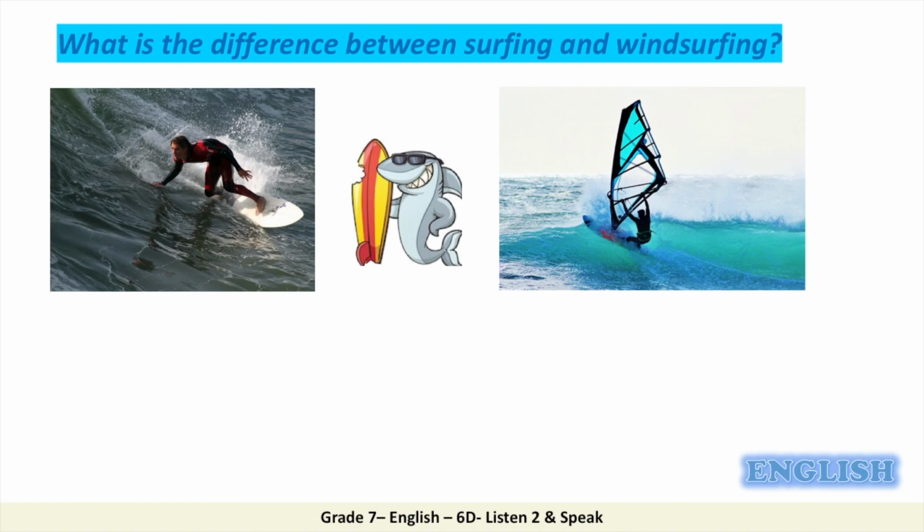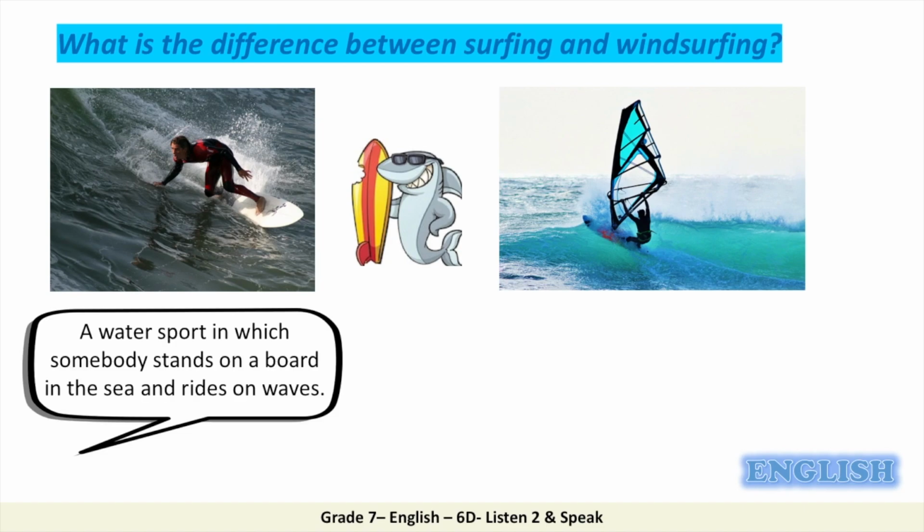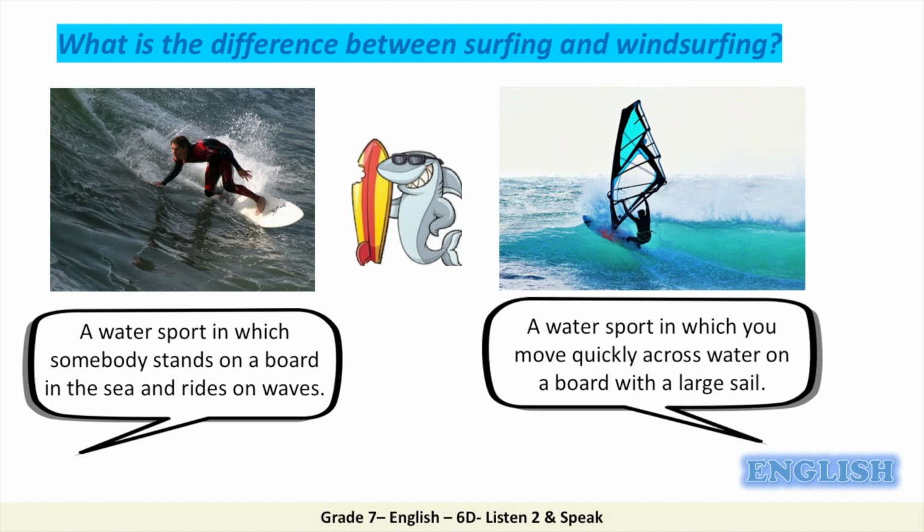Now let's discuss the differences between the water sports. Look at the following pictures and answer this question. What is the difference between surfing and windsurfing? Good job, dear students. Surfing is a water sport in which somebody stands on a board in the sea and rides on waves. As for windsurfing, it's a water sport in which you move quickly across water on a board with a large sail.